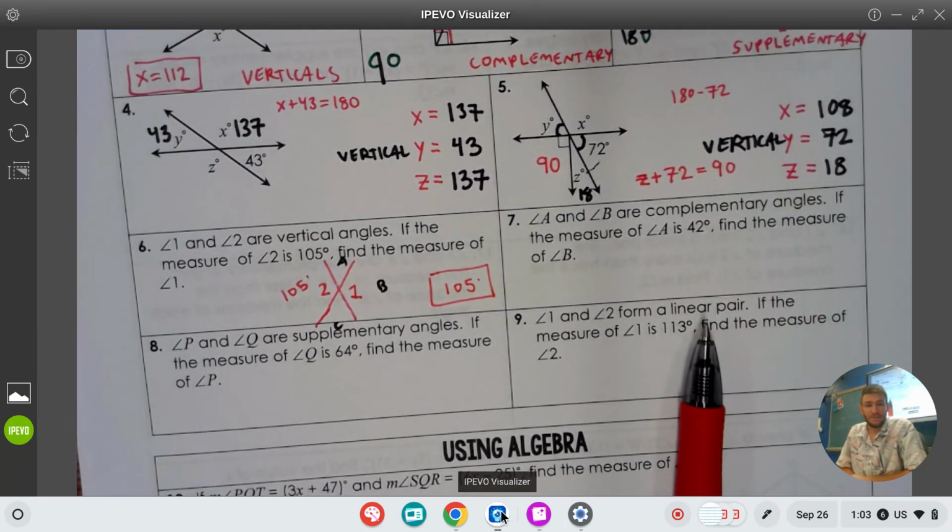Simple question, right? Don't overcomplicate it. Think about your verticals, which means they're the same. Think about your complementary, which means they add to make 90. Think about your supplementary, which means they add to make 180.